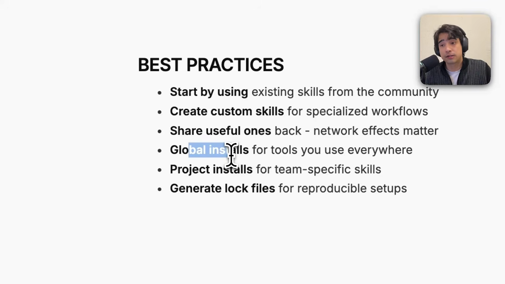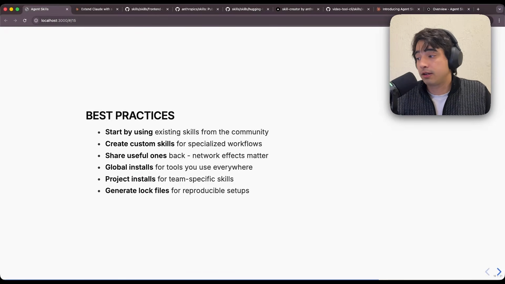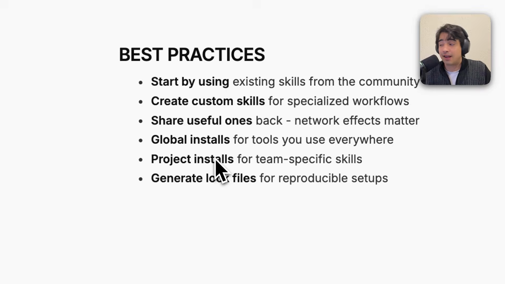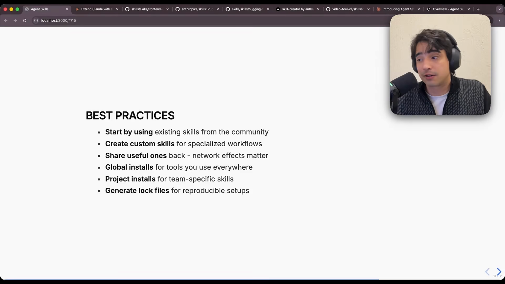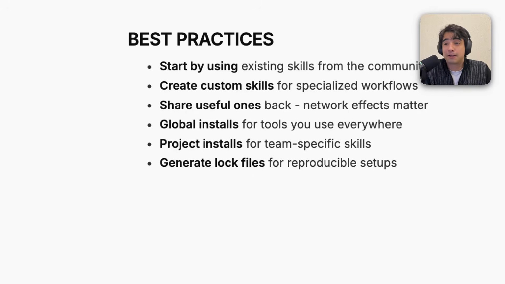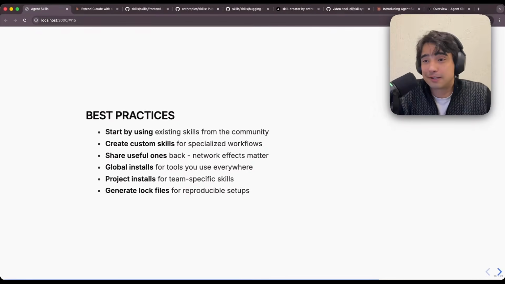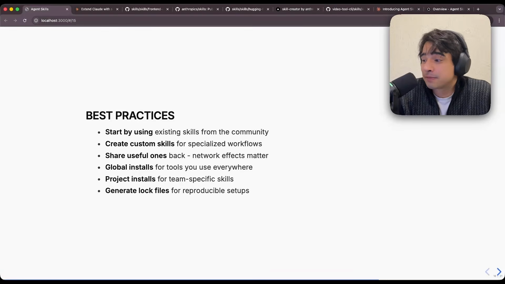Use global installs for tools that you're probably going to want to be using over different projects. So for example, skill creator can be a good one, or frontend-design if you're a front-end designer, and use project installs if this is a skill that you're going to want to use only for the project that you're currently working on. And there you go. Remember also to generate log files once you have validated that your skill works correctly so that you don't accidentally start using a skill that you did not validate.